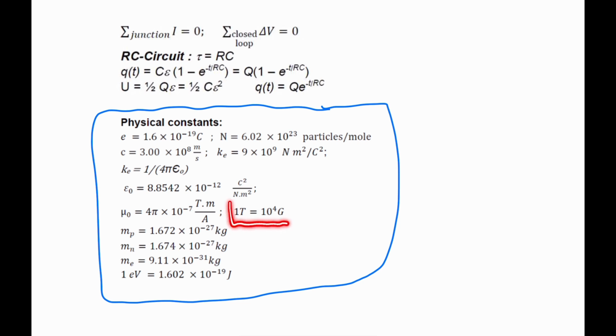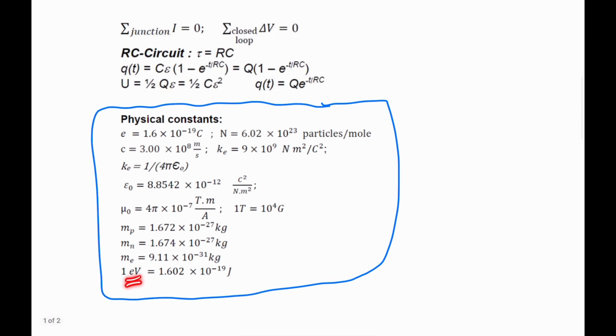Then they give you this conversion over here. 1 Tesla is equal to 10 to the 4 G. I'll be honest with you, I don't know what G is, and it's not going to be too useful for this part of the course either, unless I'm making a mistake. And finally, after all the masses that I talked about, you have this conversion here, which tells you 1 electron volt, which is a unit of energy, is equal to this many joules. Joules is the standard unit of energy that we use in classical mechanics courses.